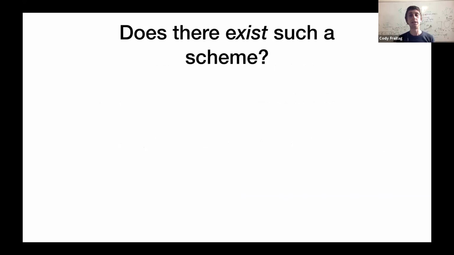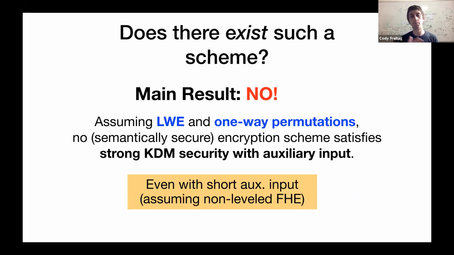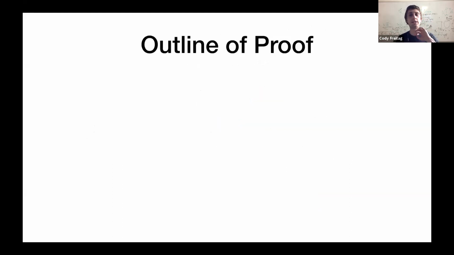And given the title of the talk, our main result is no. Specifically, assuming the learning with errors assumption and the existence of one-way permutations, we show that no semantically secure encryption scheme satisfies this strong KDM security with auxiliary input definition. And furthermore, you could argue that the impossibility requires large auxiliary input or some other funny business. We show that even with short auxiliary input, additionally assuming non-leveled FHE, this impossibility still holds.